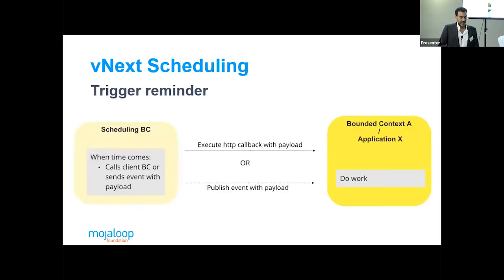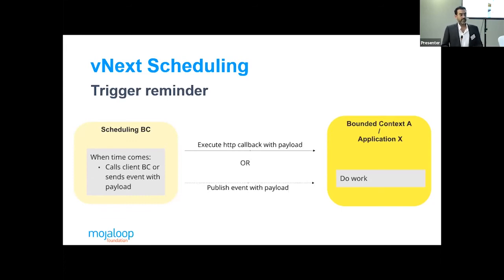So this now is the other side of it. How do we trigger the reminder? And essentially what's going to happen is that sometime in the future, once that reminder is registered, it's going to be time to send the reminder. So at that moment, the scheduling bounded context is going to execute what the client asked it to execute. Essentially, it's going to either send an HTTP call with a payload to the client application that is exposing an HTTP endpoint, or it's going to publish an event with a payload to the topic that was requested.